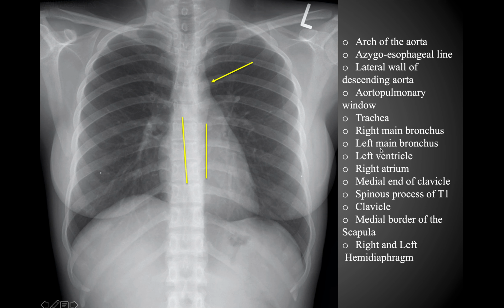Then we can see the left lateral wall of the descending aorta. Again, you can see the arch of the aorta here, and then the left lateral wall of the descending aorta as it descends down towards the abdomen. We have the AP window, or aortopulmonary window, and I'll go back and forth just so you can appreciate that. That's going to be formed by the arch of the aorta and the left pulmonary artery. We'll talk a little bit more about that later on.